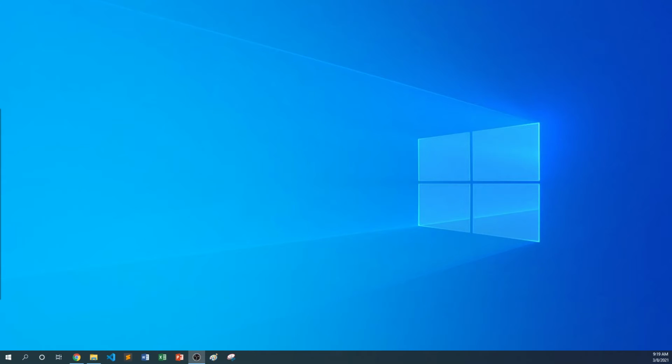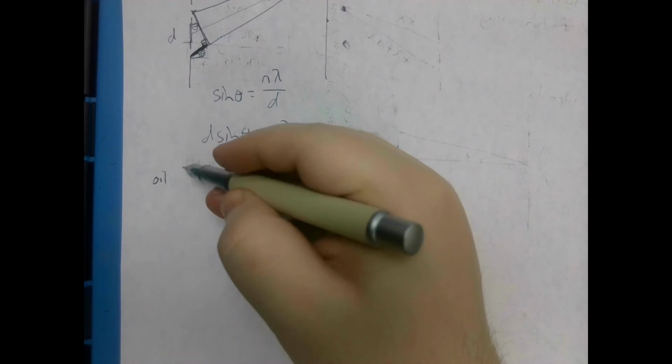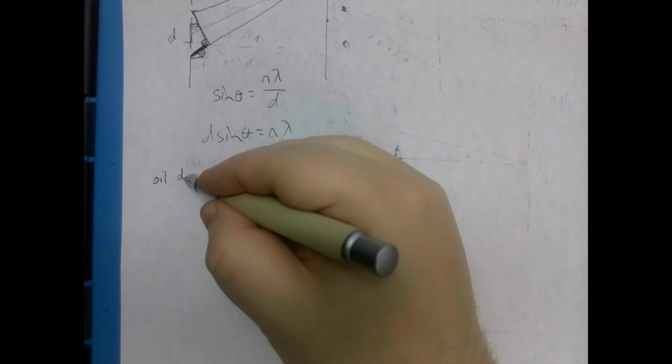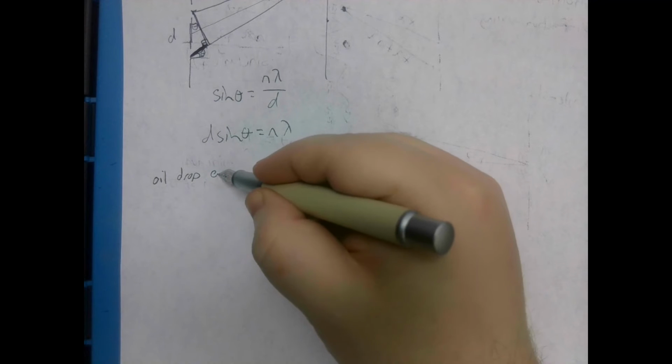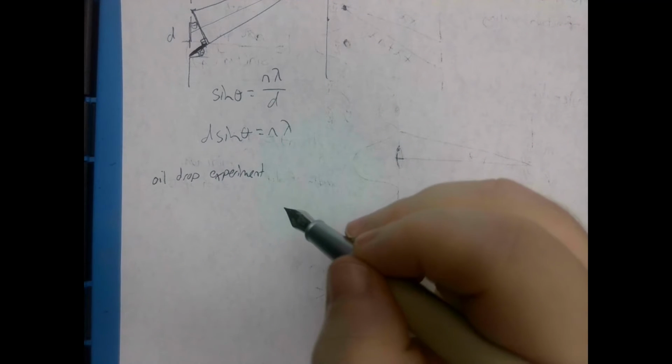I want to go over thin film interference. Have you ever heard of the oil drop experiment? Don't do this, as it could damage the fish in the lake. It's not important for this class, but I wanted to illustrate how thin this gets.